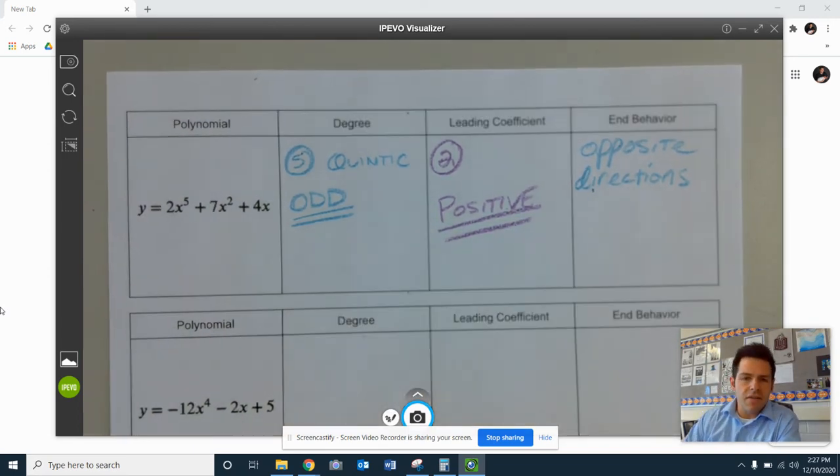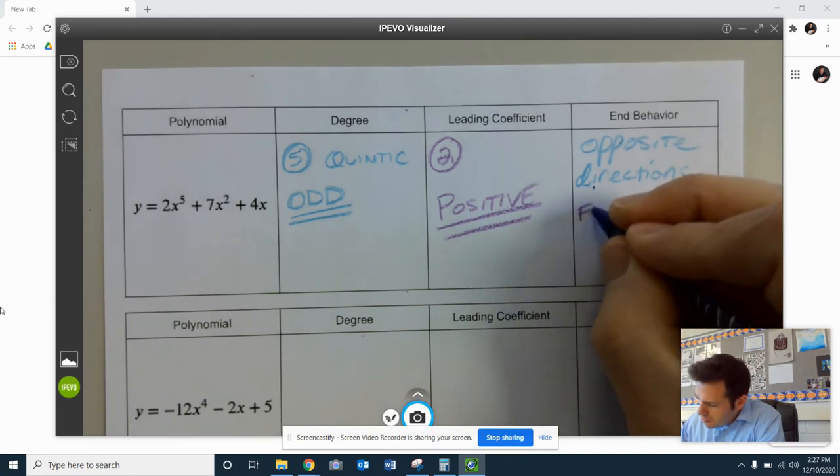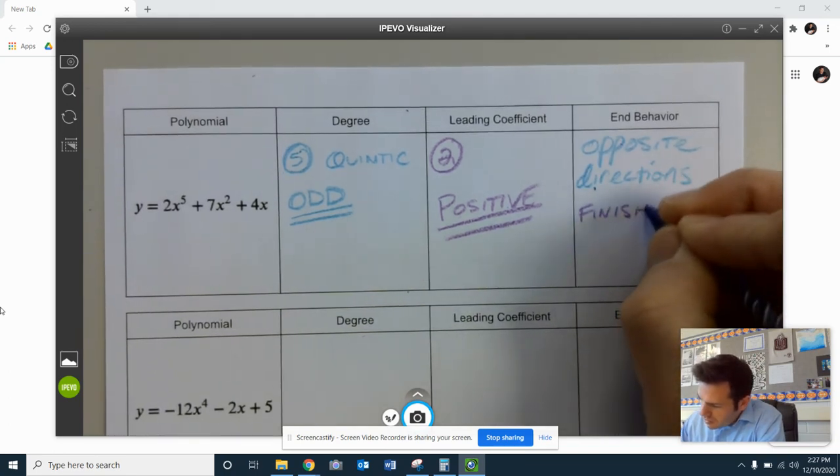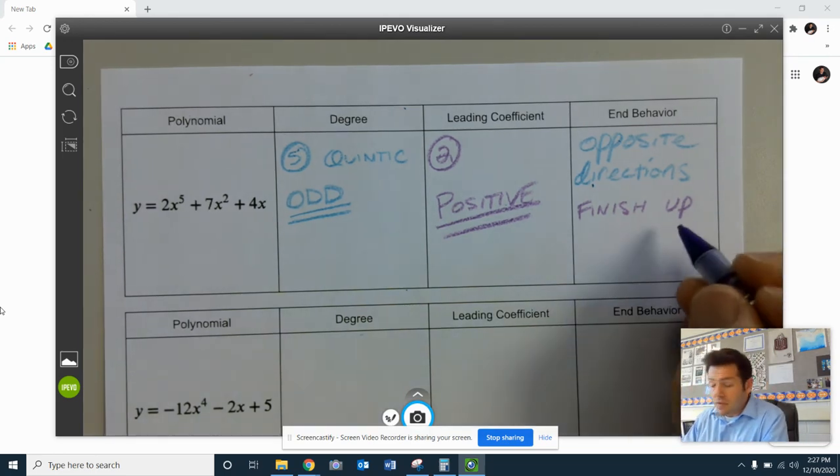Now, the significance to that is that at the end of the graph, so on the right side of our graph, if we were drawing this, or if we're looking at it on Desmos, we anticipate it going upwards on the right side. So at the end, the finish of the graph, it would be going up towards the right. I don't know if that's backwards on the video here. So we're going to finish up.